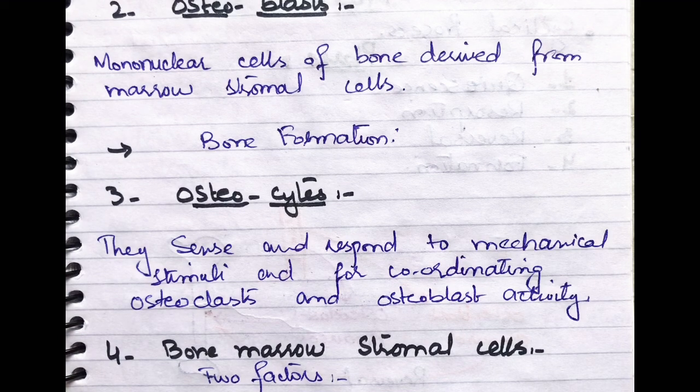Now looking at osteocytes, what are they basically? Osteocytes are cells that differentiate from osteoblasts and become embedded in the bone matrix during bone formation. They are responsible for sensing and responding to mechanical stimuli and for coordinating osteoclast and osteoblast activity. Their main function is the coordination between osteoclast and osteoblast activity. If the activity between the osteoclast and osteoblast is disturbed, it will result in bone disorders.